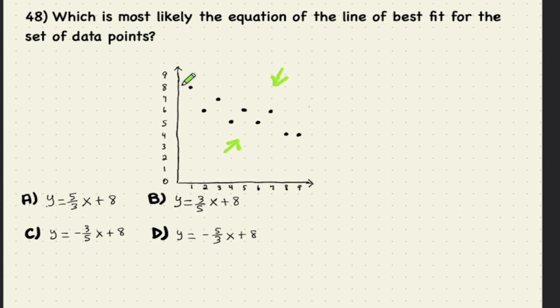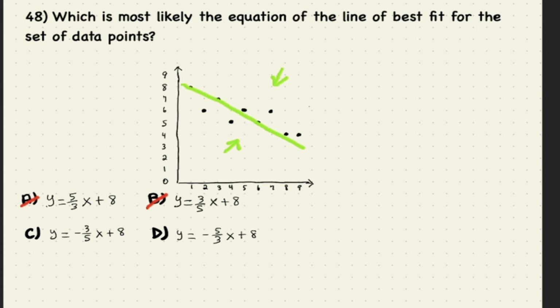So you're going to draw a line that will get close to the points as much as you possibly can. So let's go ahead and draw a line. I'm going to start here, and it'll probably go through a couple of points. Okay, and as you can see, the line is going downward. So this is a negative slope. So right away, we can eliminate answer choices containing a positive slope, which are answer choices A and B.